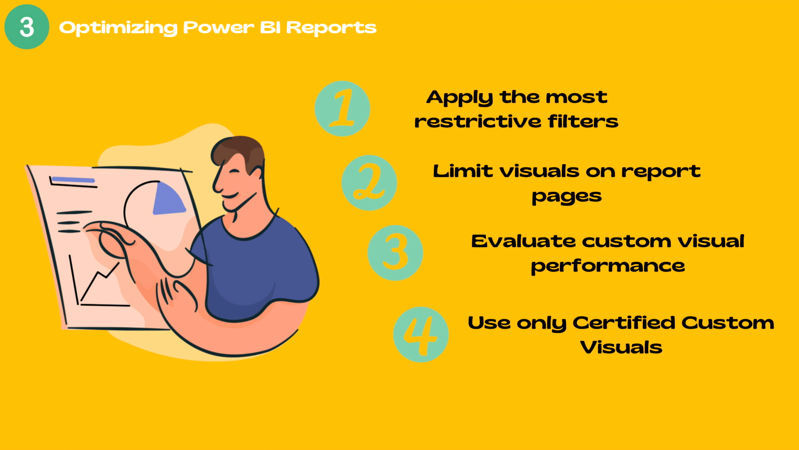Second is to limit visuals on report pages. This is very important. You should not clutter your report page with a lot of visuals. You should be very mindful about that. How many visuals do you really need? In my experience, generally you should use a maximum of 10 to 15 visuals overall in your report. And always keep in mind that everything you put there, whether it's a KPI card, a graph chart, an image or a text field, counts as one visual.